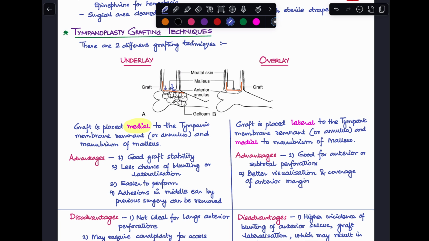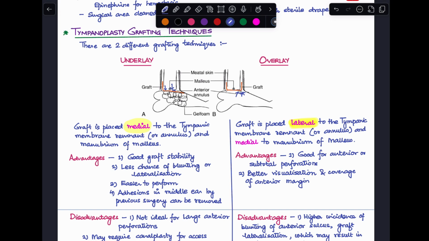However, in the overlay technique, the graft is placed lateral to the tympanic membrane remnant or the annulus, but medial to the manubrium of the malleus. So you can see over here, this is the annulus. The graft is placed lateral to the annulus but medial to the manubrium of the malleus.